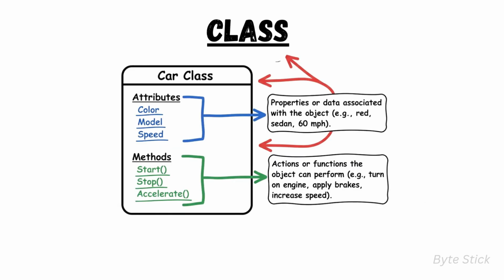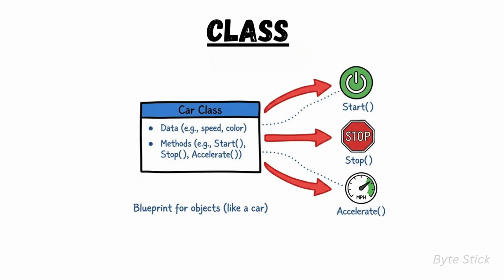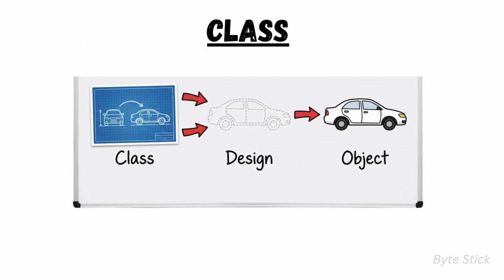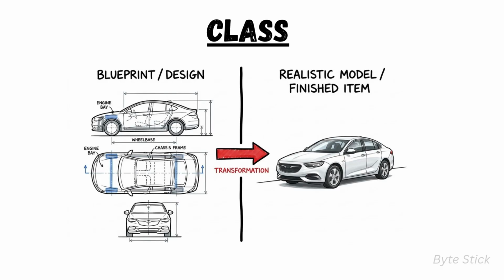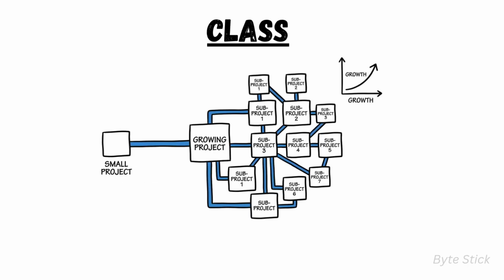In programming, a class describes the properties, called attributes, and the actions, called methods, that an object will have. For example, a car class might define a color, a model, and a speed, along with actions like start, stop, or accelerate. The class simply provides the structure. It does not represent a real car until an object is created from it. This separation between the design and the actual instance makes programs easier to organize, reuse, and expand as projects become more complex.